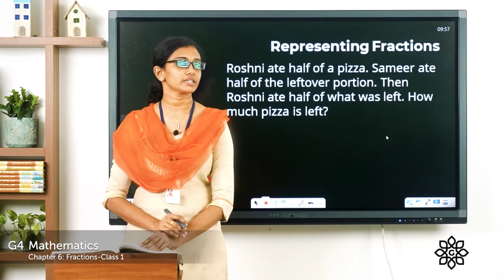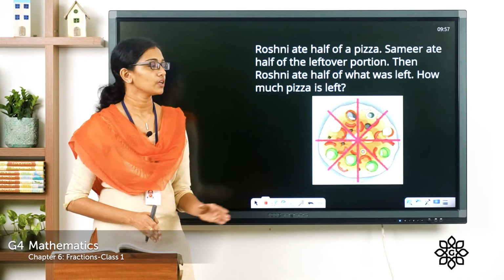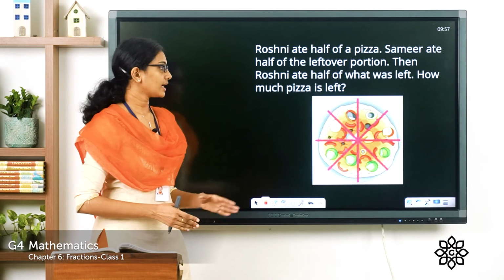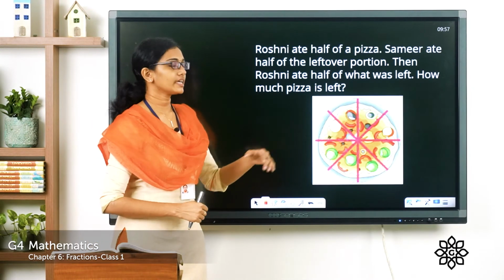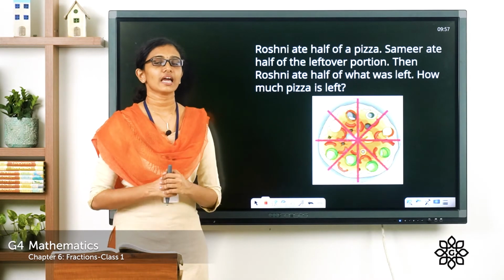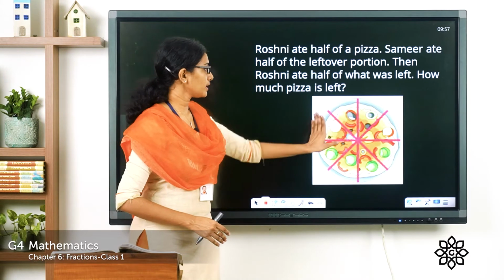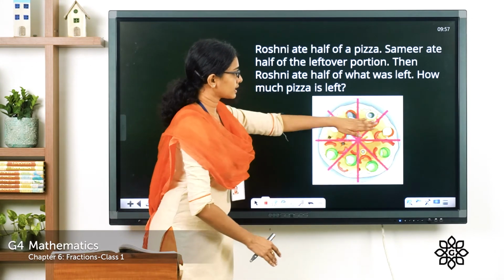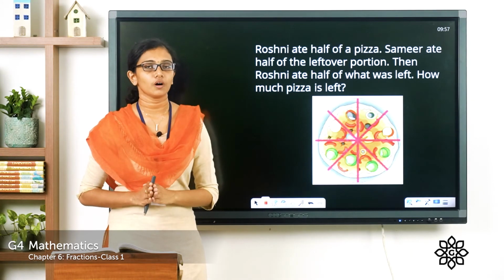So what is given in the question? Roshni ate half of a pizza. You can see a pizza here and the pizza is divided into a total of 8 equal parts and Roshni ate half of the total 8 equal parts. It could be this half, could be this half or it could be this half. Anyway, she ate half of the pizza.